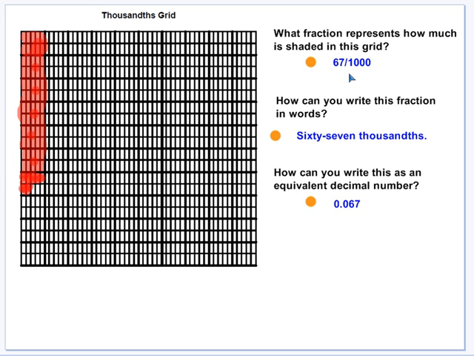Okay, so here's our fraction form, and here's our decimal form. We need to have the 0 as a placeholder because we've got to have our number end at the thousandths place, which is 3 decimal places past the decimal to the right.